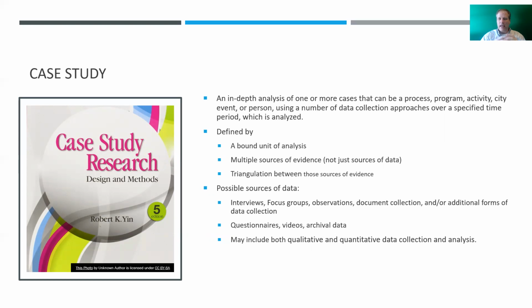When we think about a case study, it's defined by a couple of things. One is a bound unit of analysis. One company, one organization, one industry. It also has multiple sources of evidence, not just data, but evidence. And these are sources of data that inform the particular phenomena we are studying. And we also triangulate amongst those. What does triangulation mean? Triangulation means that we're going to compare and contrast what those different sources of evidence say so that we can make sure that what we're seeing is really going on.